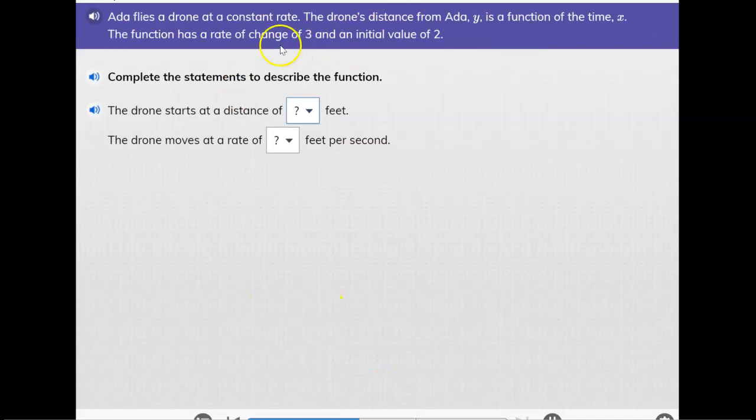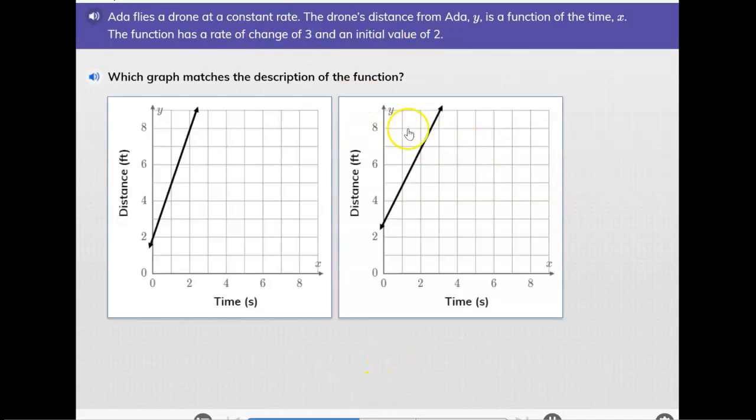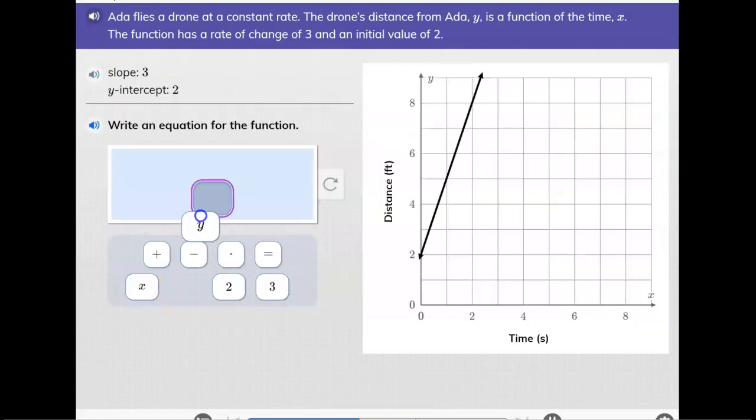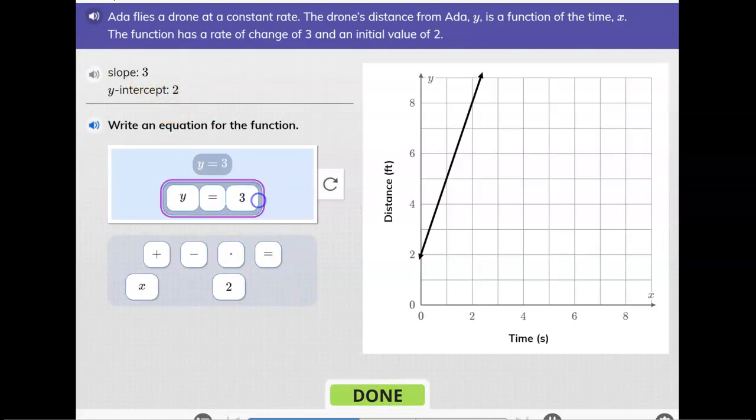And then within this problem, it says it's got a rate of change of 3 and an initial value of 2. So the drone starts at 2 feet, and the drone moves at 3 feet per second. So the only graph that matches this has got to be this one, because it starts at 2 feet, and it moves 3 feet per second. So you got to go up 3, which is 5, over 1. 3 over 1 is 3. And then lastly, the equation is going to be y equals your slope, which is 3, followed by x, plus your initial value, or your y-intercept, which is 2.